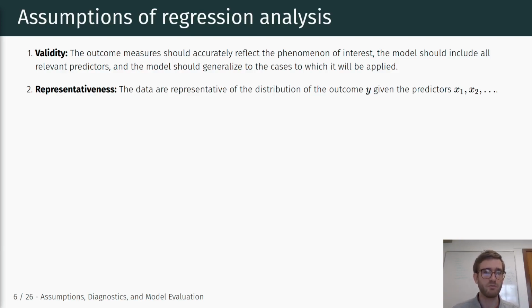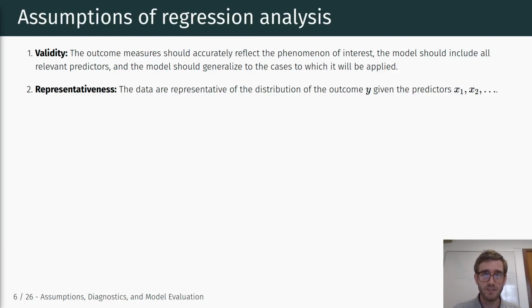The second assumption is representativeness. And what is meant by representativeness is that the data are representative of the distribution of the outcome y given the predictors x1, x2, and so on, whatever is included in our model, okay? So in most cases, a regression model is fit to data and is used to make inferences about a larger population. Okay, so there's always an implicit assumption in interpreting regression coefficients that the sample is representative of a broader population. Okay, and so we have to make sure that the underlying data that we have, or the distribution of the outcome given the predictors, is actually representative of that broader population.